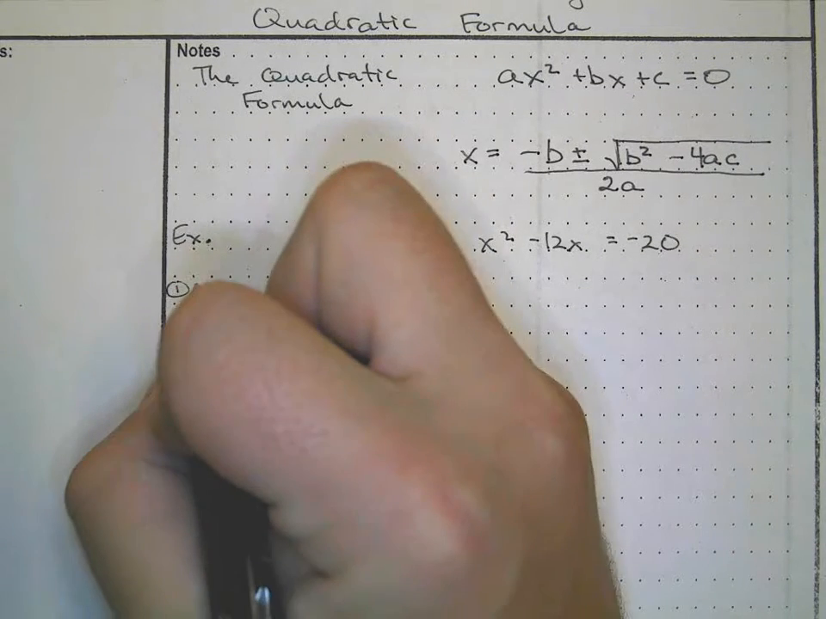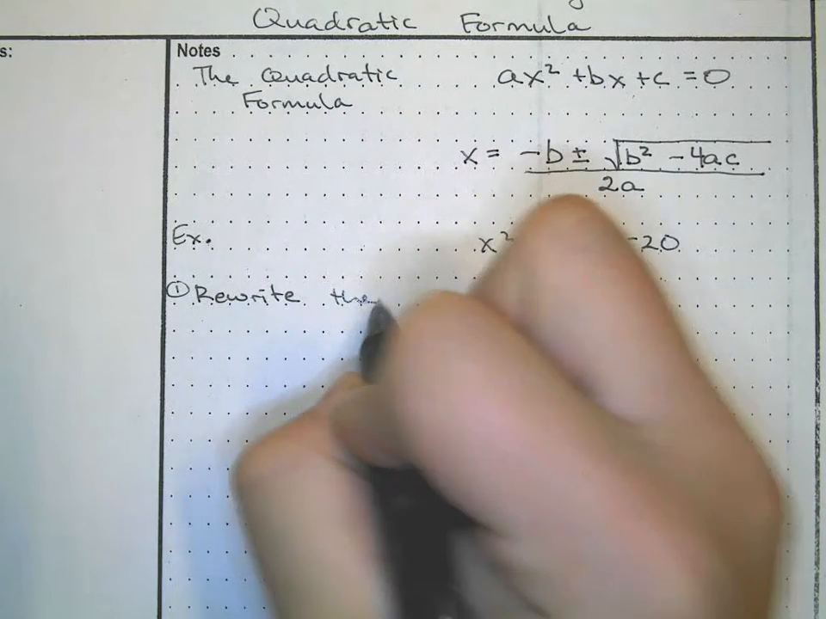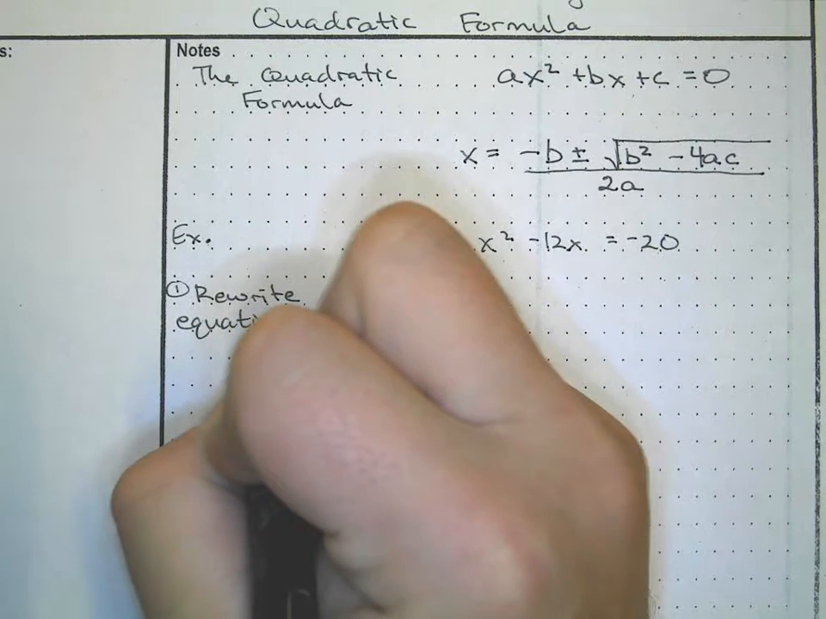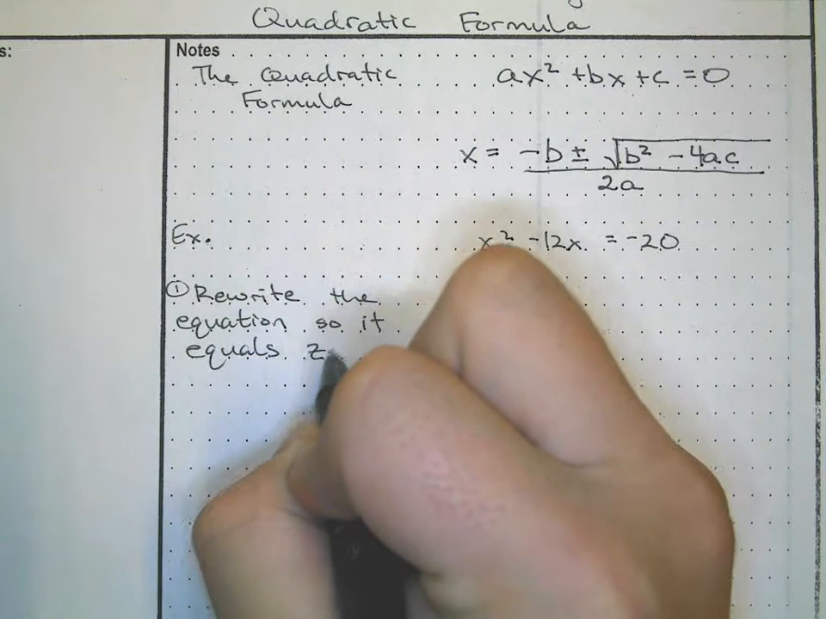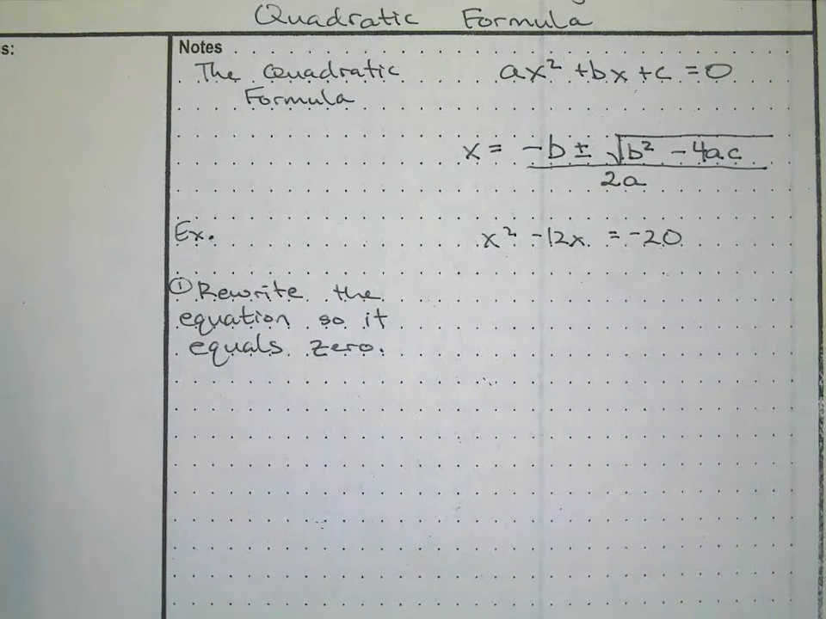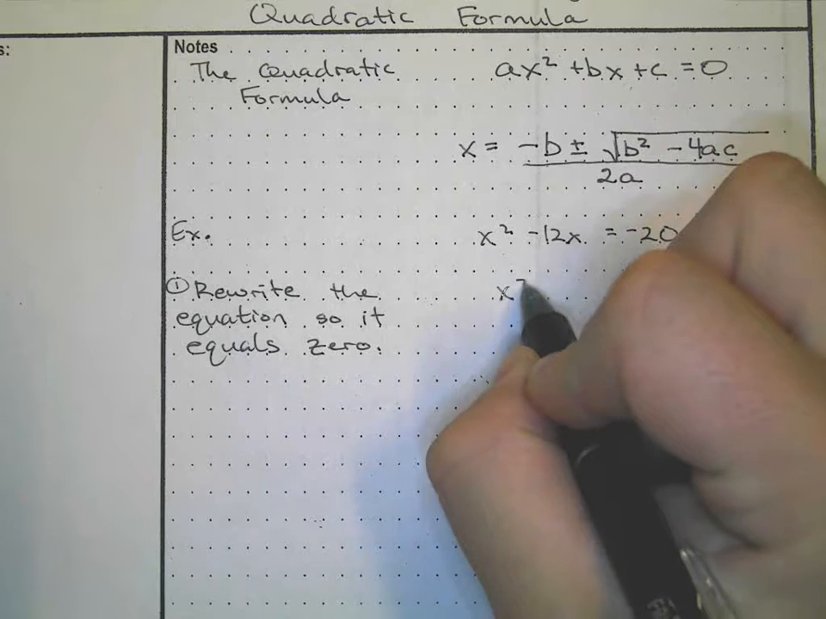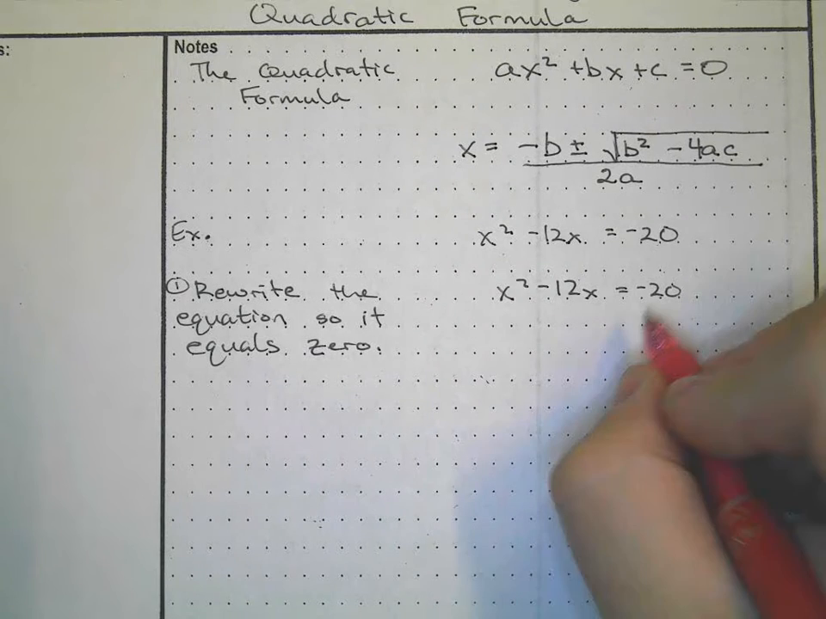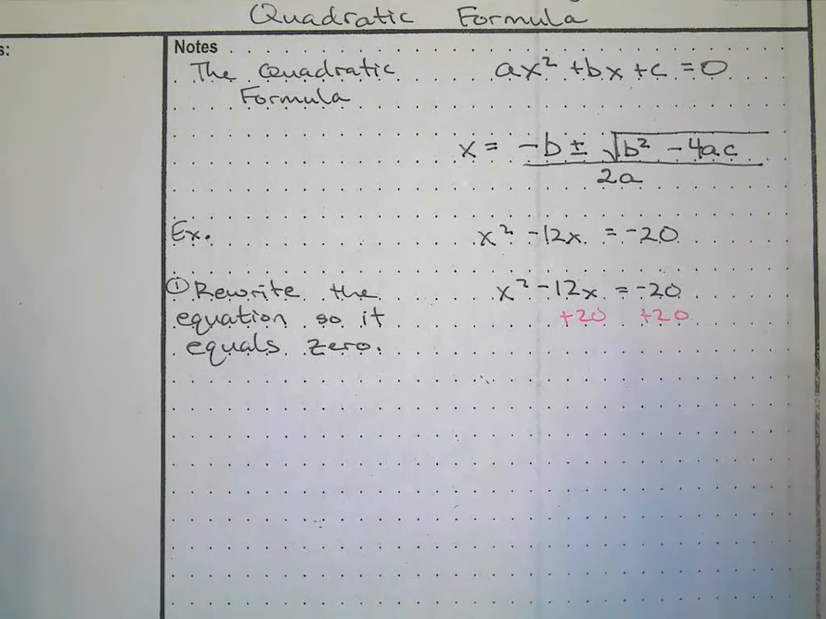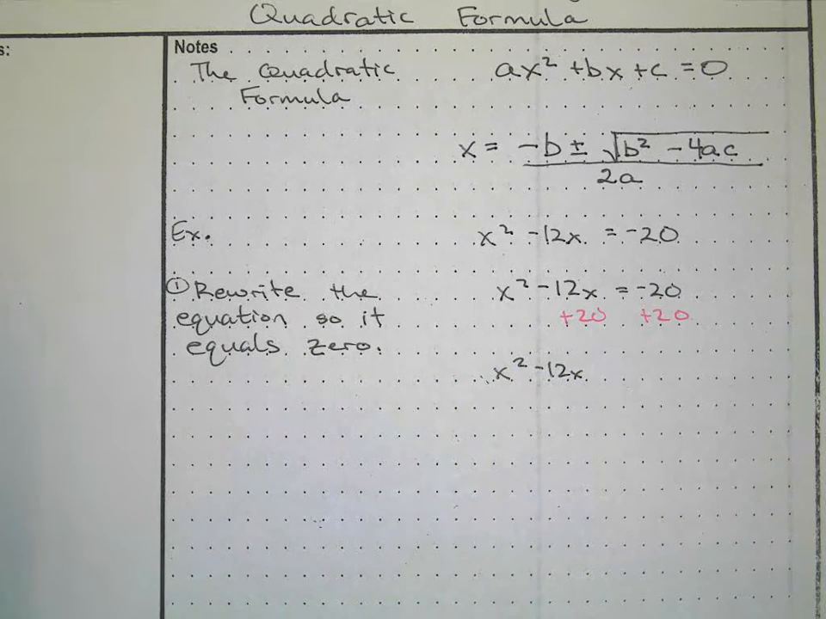Well, my first step is rewrite the equation so it equals 0. And that we just use our kind of solving techniques to do that. So if I have the equation x squared minus 12x equals negative 20, I can add 20 to both sides. And now I have x squared minus 12x plus 20 equals 0.